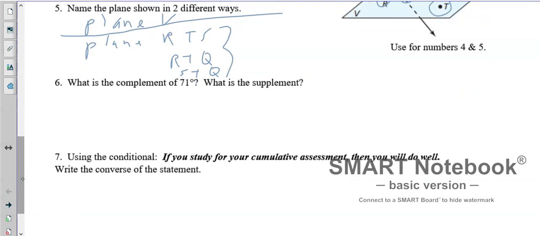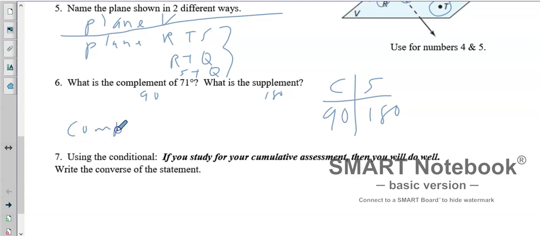What is the complement of 71 and what is its supplement? So remember, complement comes before supplement in the alphabet. C comes before S. 90 comes before 180. So complement has to do with 90, supplement has to do with 180. So all you do is type in your calculator 90 minus 71.